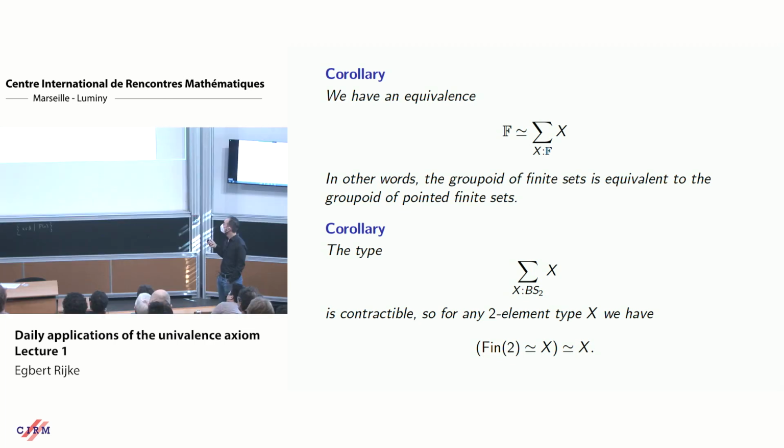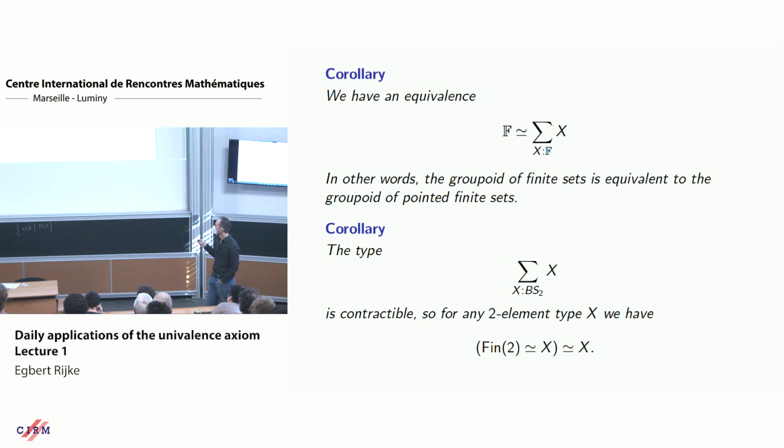What this also means is that the groupoid of finite sets is equivalent to the groupoid of pointed finite sets. That's just if I take all of these together for every n. So that's a corollary. It also means that the type of pointed two-element sets is equivalent to the groupoid of all the one-element sets, but that's a contractible groupoid because there's only one one-element set up to equivalence.